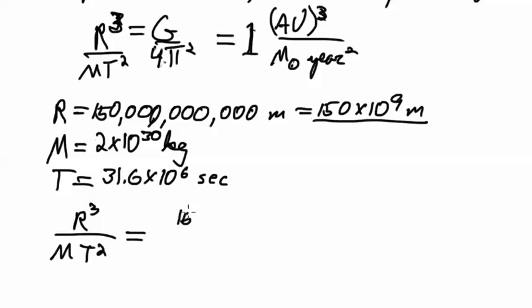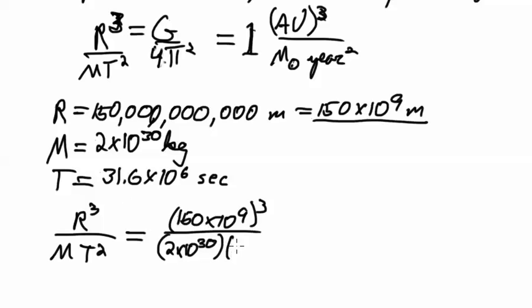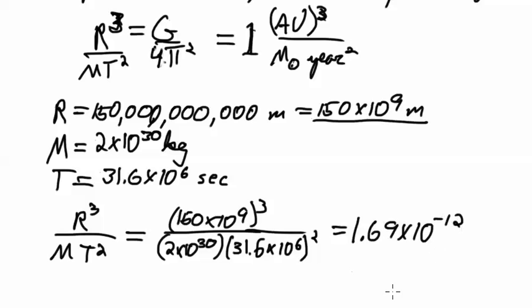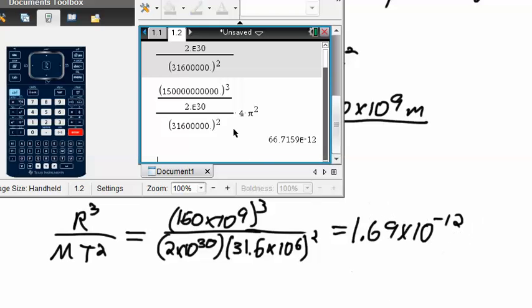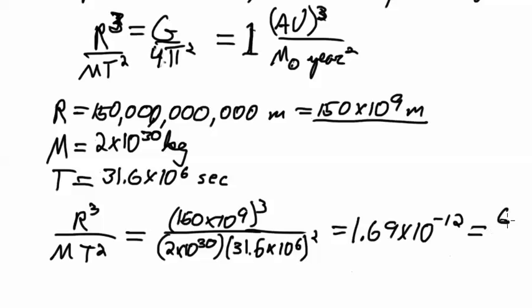So plugging that example in to find our constant, r cubed over M T squared equals 150 times 10 to the 9th cubed divided by 2 times 10 to the 30th and divided by 31.6 times 10 to the 6th squared, and that comes out to be 1.69 times 10 to the negative 12th. And if I multiply that by 4 pi squared, you can see our old friend 6.67 times 10 to the negative 11th. So this is equal to G over 4 pi squared.